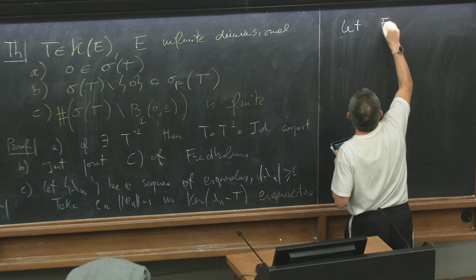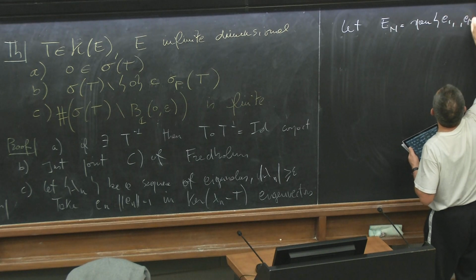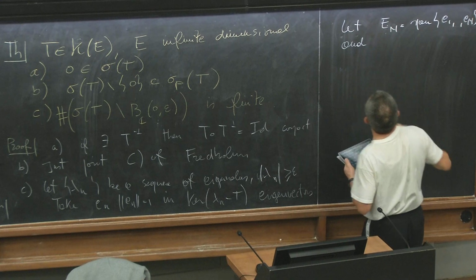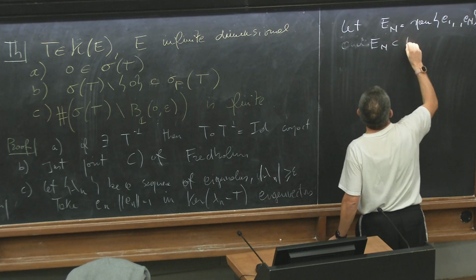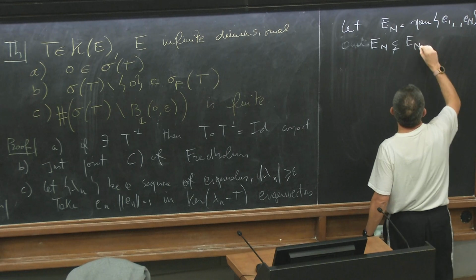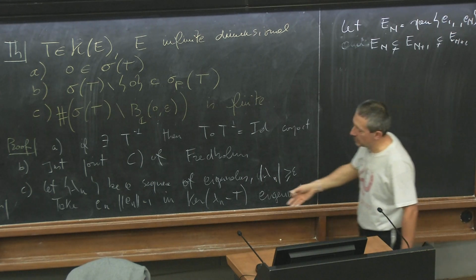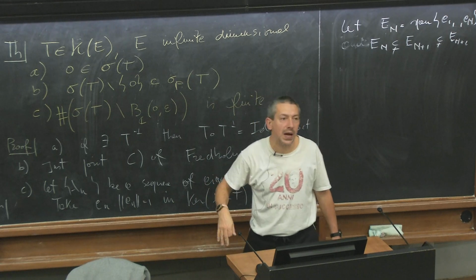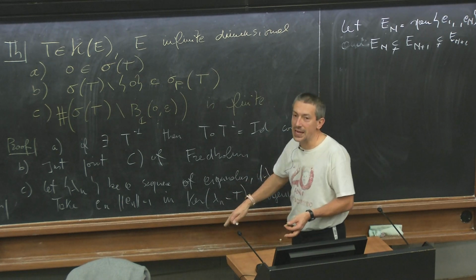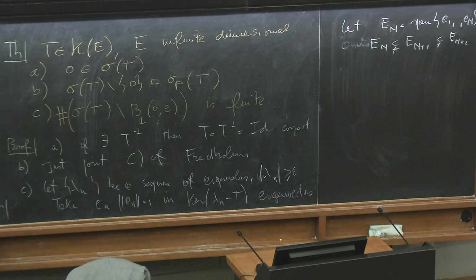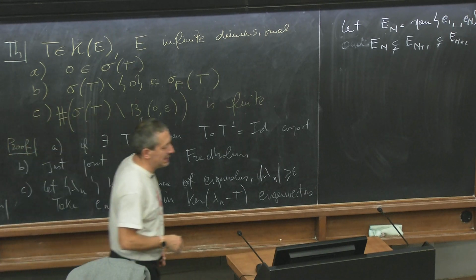So let En be the span of the first ones, and as usual, I know that En is contained in the previous one, so En is contained but not equal to En plus 1, En plus 2, because every time I add an eigenvector, and this cannot be in the previous span, because if it were, it would be a composition of previous eigenvectors, and this is not an eigenvector, or it is one of the previous ones. It is a simple computation, which works exactly as in the finite dimensional case.